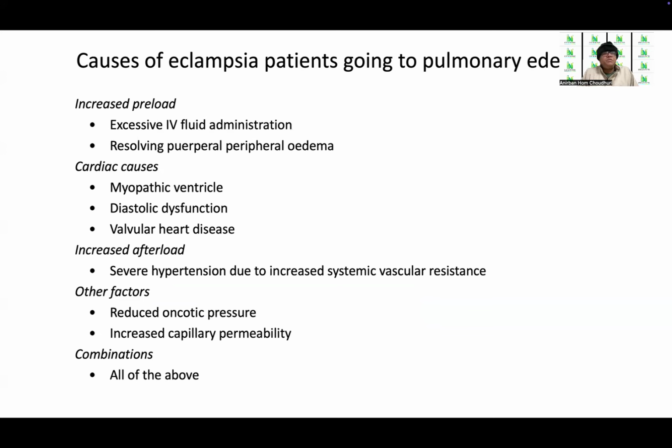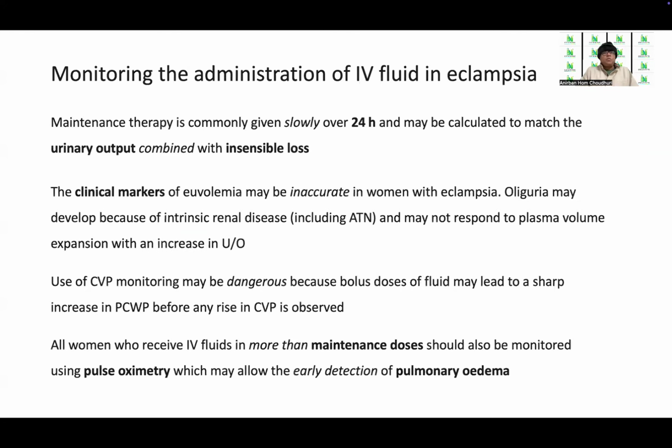So now, this pulmonary edema being because of increased preload, that is excessive IV fluid administration or resolving peripheral edema. They can be because of cardiac causes like myopathic ventricle, diastolic dysfunction, and valvular heart disease, increased afterload because of severe hypertension due to increased SVR, or other factors like reduced oncotic pressure and increased capillary permeability. However, most commonly, they can have a combination of all of these factors, and of this, excessive IV fluid administration is purely iatrogenic. Therefore, monitoring the administration of IV fluid in eclampsia is very important.